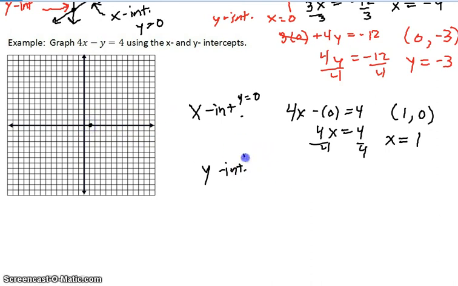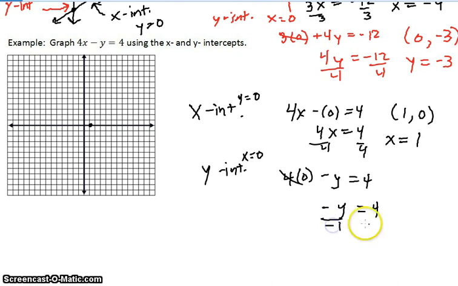My y-intercept is where x is equal to 0. So I'm going to sub in 0 for x. So I'm going to get 4 times 0 minus y equals 4. I'm left with negative y equals 4. Divide by negative 1. I get y is equal to negative 4. So my y-intercept is at 0, comma negative 4. So I'm going to plot that point.